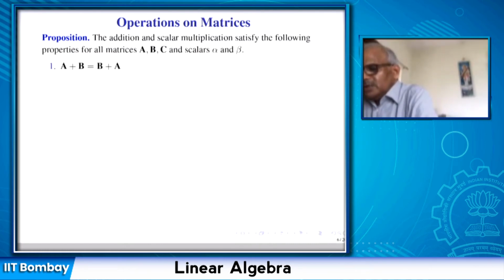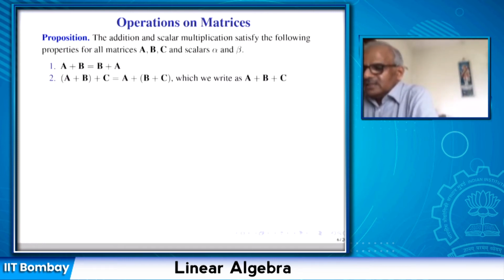So A plus B is equal to B plus A. You can easily check that this is true. So addition of matrices is a commutative operation. It is an associative operation. You may take three matrices, add A and B, and then add C, and the answer is the same as adding A, and then adding to it the sum of B and C.